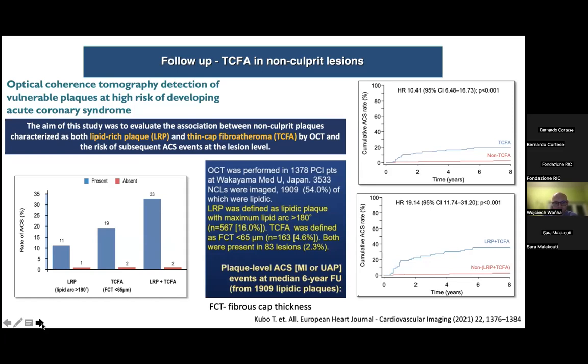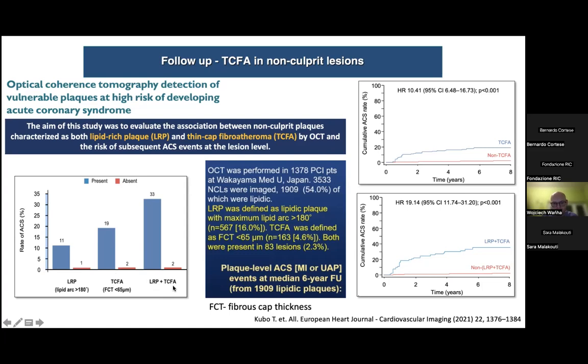As you see here, the authors compared three types of vulnerable plaques. Lipid-rich plaque, which was defined as a lipid plaque with maximum lipid arc more than 180 degrees, so more than is usually seen in TCFA. The other group was standard TCFA, and the third group was lipid-rich plaque with TCFA.